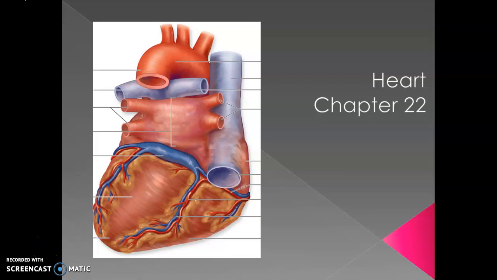All right, class. So we are going to talk about the human heart today. We will talk about the general anatomy of the heart. Then we will focus on the blood flow through the heart. We will also talk about the electrical conductivity of the heart. We will also learn about cardiac output and the cardiac cycle. Okay.